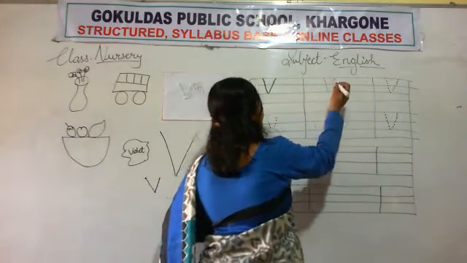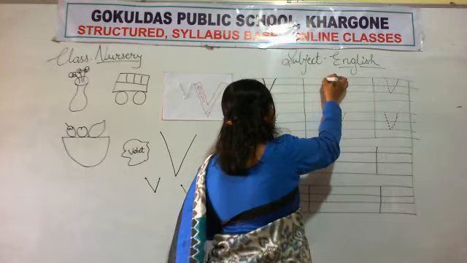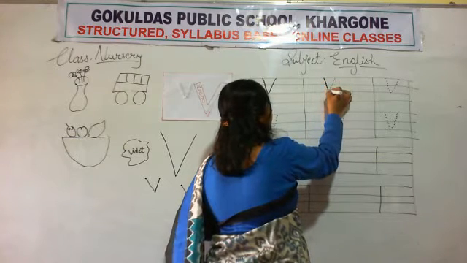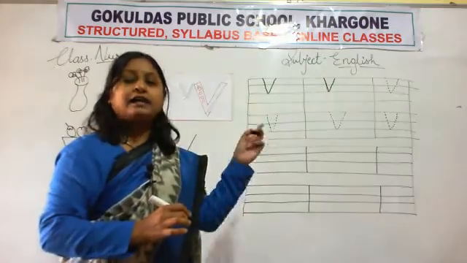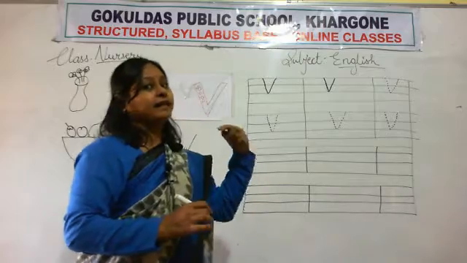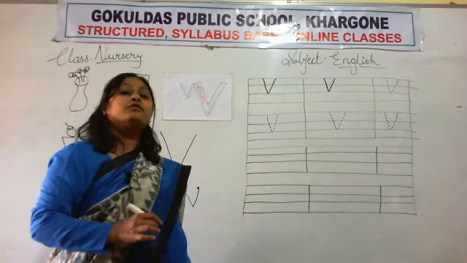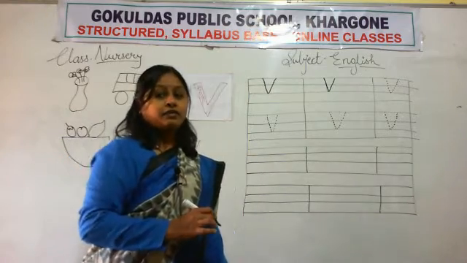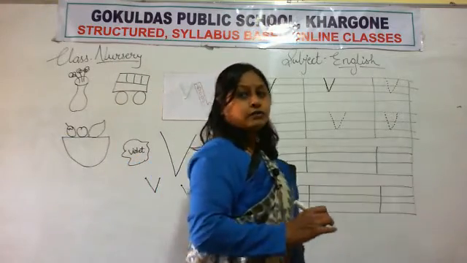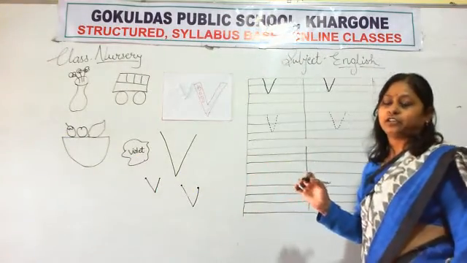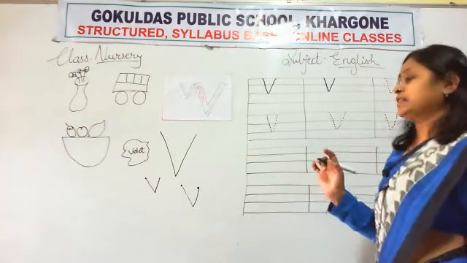Write neatly from dot to dot. Slanting line down, slanting line up. So which letter will form? V. Which letter is this? V. Okay, what you have to do? You have to write in your notebook, with the help of your parents.